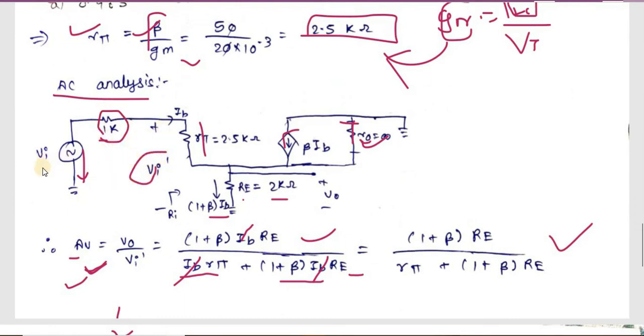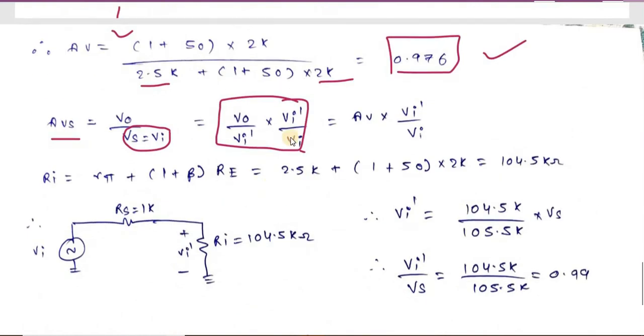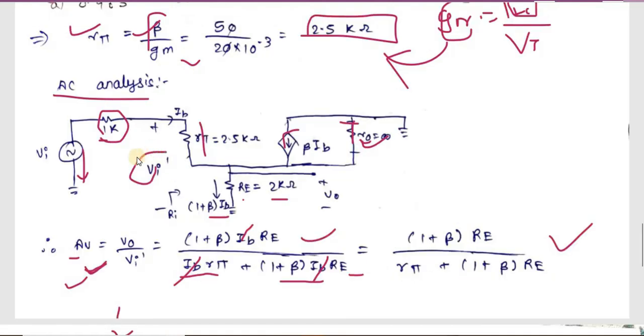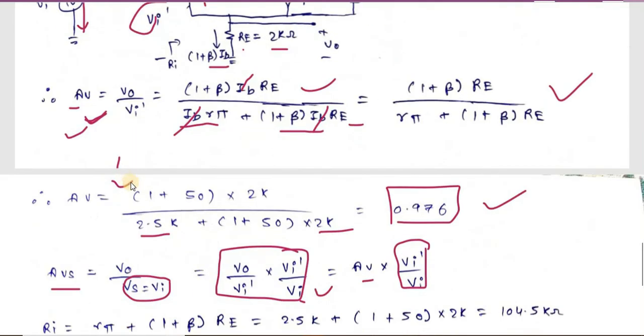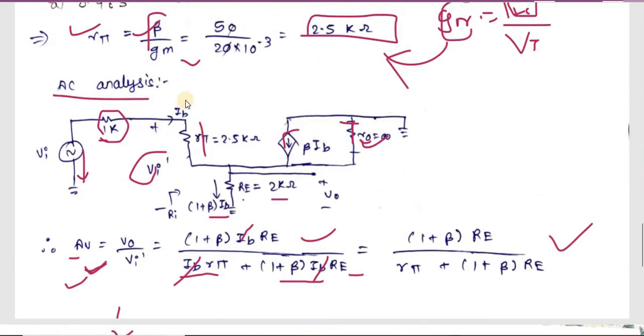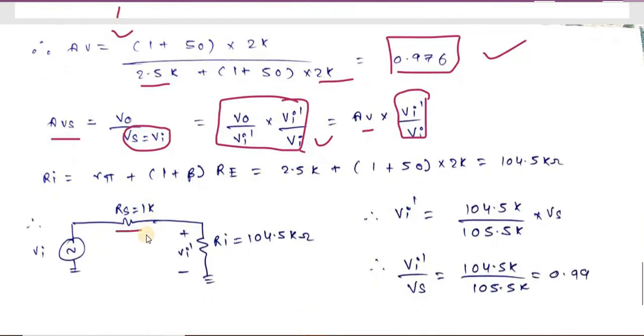Now VI dash and VI are different. In the previous question VI and VI dash were the same. So we have to get that. That's why we have distributed VO by VI dash into VI dash by VI, just to get it in terms of internal voltage gain. So basically we have to find the ratio of VI dash by VI. For that we are going to use the internal circuit, and the resistance which is very close to this RS, which is nothing but RI. So we are going to use RS and RI.